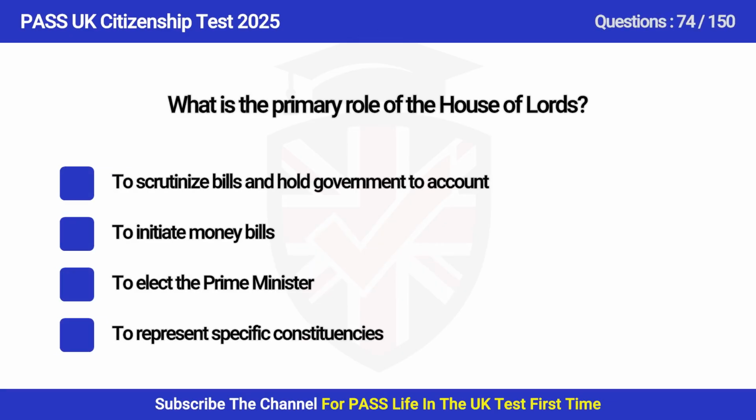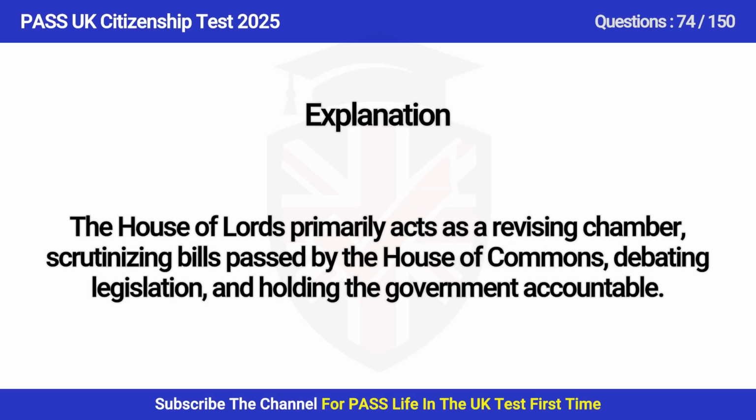Question 74. What is the primary role of the House of Lords? A. To scrutinise bills and hold government to account, B. To initiate money bills, C. To elect the Prime Minister, D. To represent specific regions. Answer is A. To scrutinise bills and hold government to account. The House of Lords primarily acts as a revising chamber, scrutinising bills passed by the House of Commons, debating legislation, and holding the government accountable.